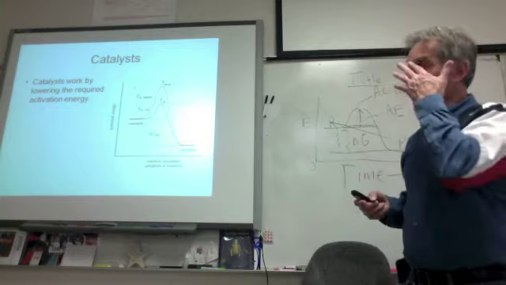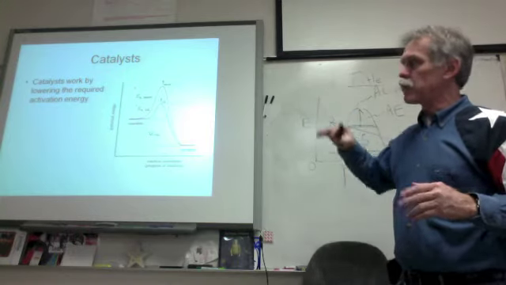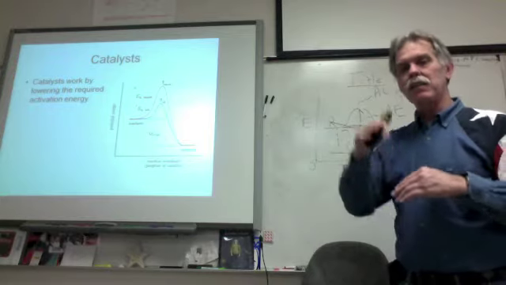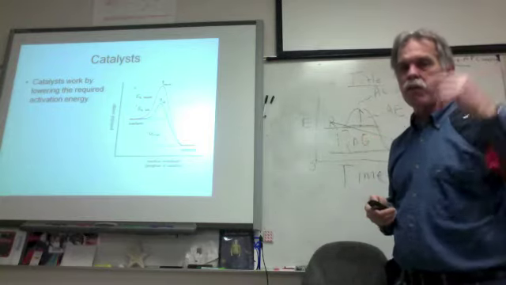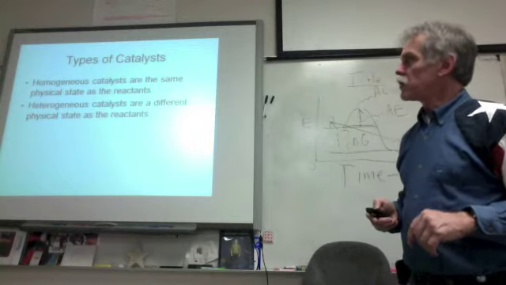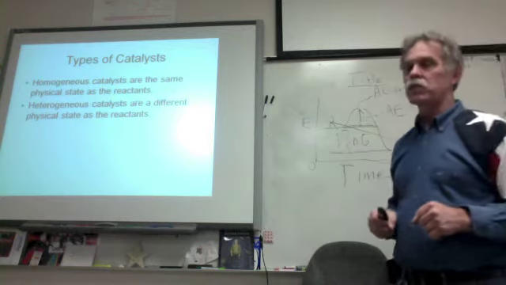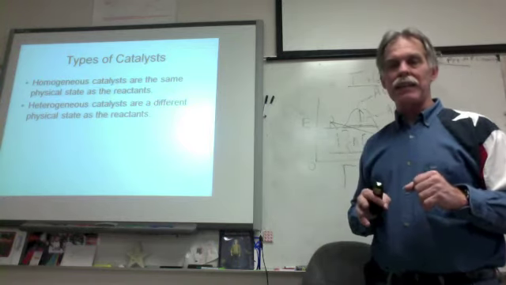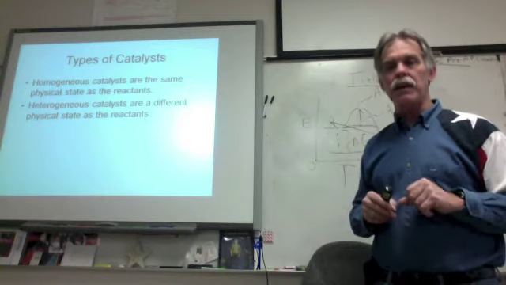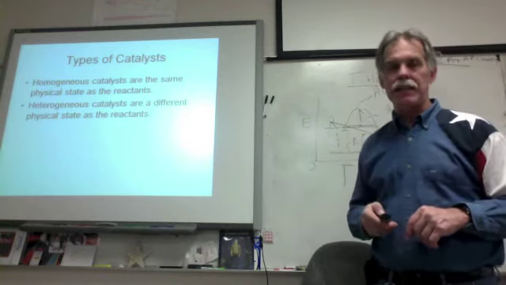Here's how catalysts work. On this screen, you can see that the red line is uncatalyzed and the blue is catalyzed. It is a lower energy hump, so the reaction goes quicker because they don't have to climb over that big hill. There's 2 types of catalysts. Homogeneous catalysts are the same physical state as the reactants. Heterogeneous, or different state. When you all did the catalyzing of the hydrogen peroxide, you put a solid into a liquid, which is the heterogeneous catalyst.